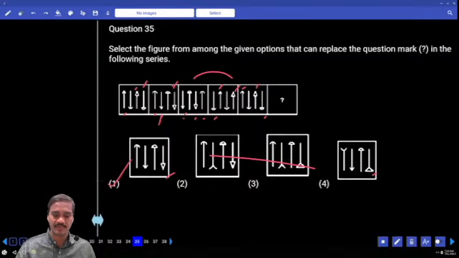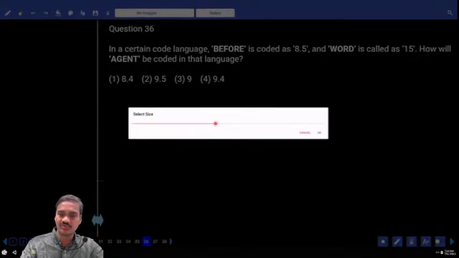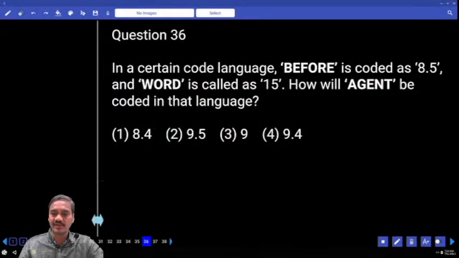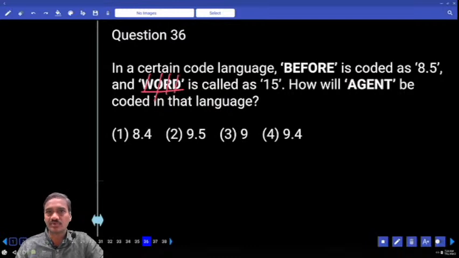And question number 36. Now in this question number 36, in a certain code language, before is coded as 8.5 and word is coded as 15. Now 15, what are the values here? 15, 23 plus 15, 38. And 38 plus 18, 56. And 56 plus 4, 60.